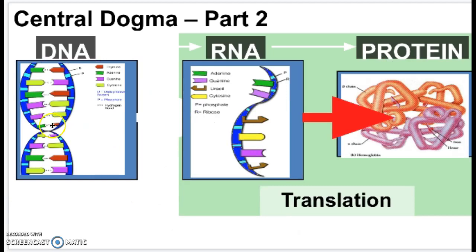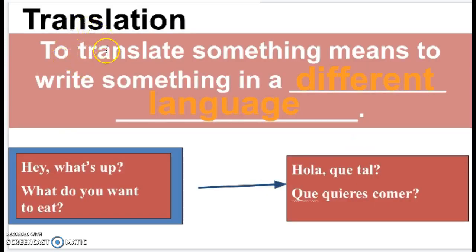What happens next? So what is going to happen is the message is going to be decoded, and you are going to start forming a chain of amino acids. This process is called translation. You're translating the code into something that makes sense, which are your amino acids. So it says here, translation is to translate something. It means to write something in a different language. Okay, for example, English to Spanish, you're translating it in a different way.